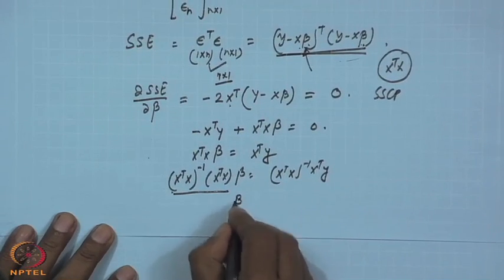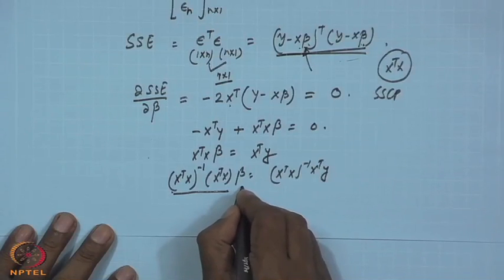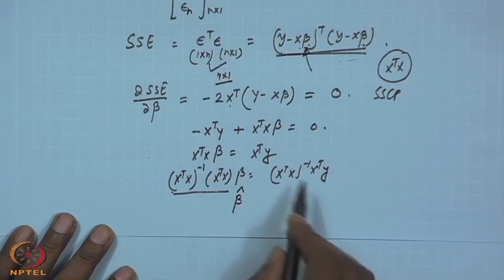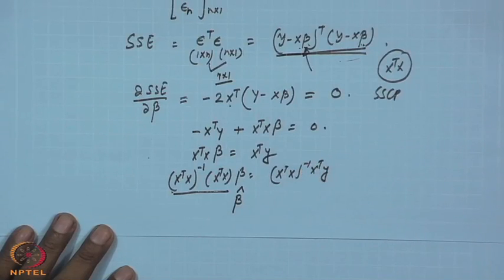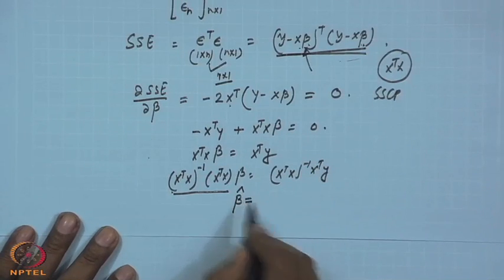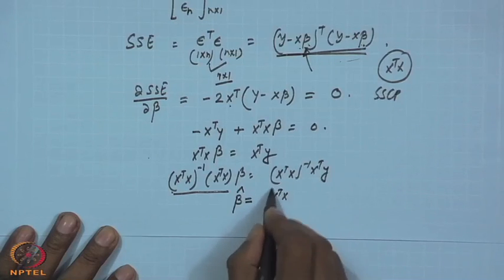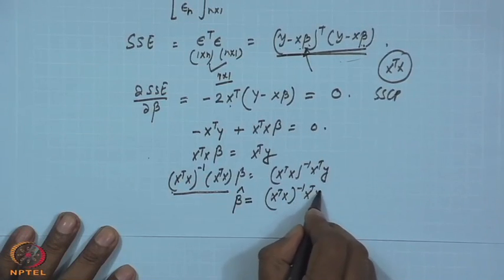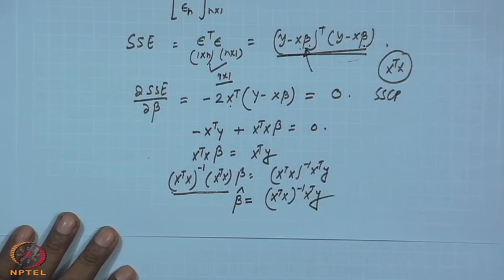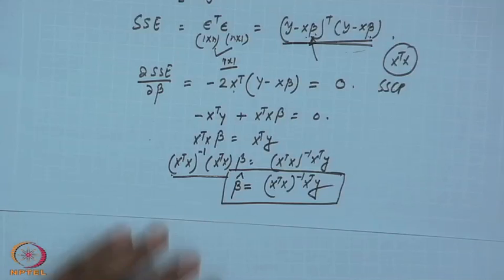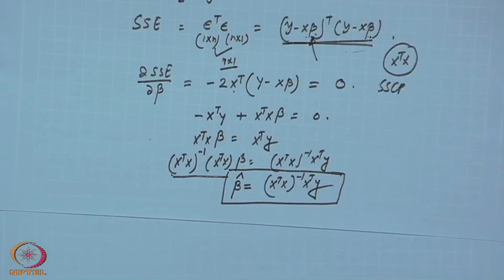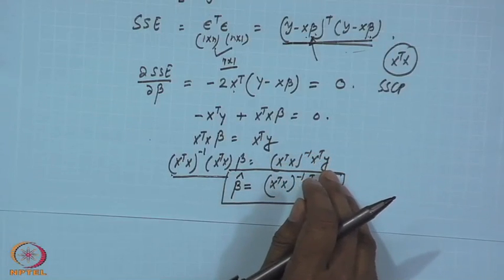So, I can say that beta, we are writing now beta cap, because x and y are all fixed values collected from the sample. So, this will become x transpose x inverse x transpose y. Okay, so this is your formula for estimating regression coefficients. Getting me? I will show you one example for the estimation part.